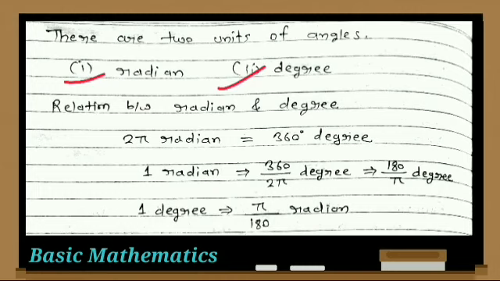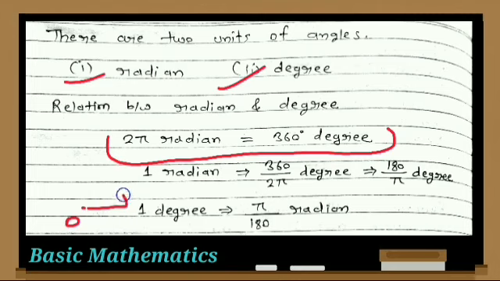But what is the relation between radian and degree? I have written here that 2 pi radian is equal to 360 degree. That means 2 pi radian is the same as 360 degree. How can we understand it? Let's suppose here is the point O and there is a person who moves in a circle and reaches the same point where they started. So when they complete a circle, the angle is 2 pi radian, and in degree it is 360.